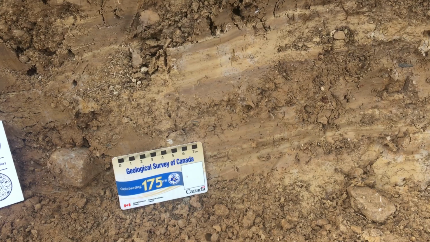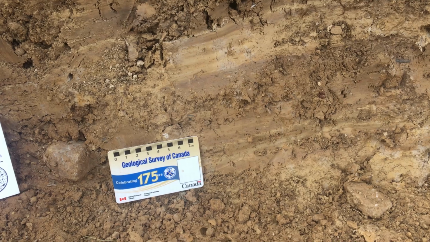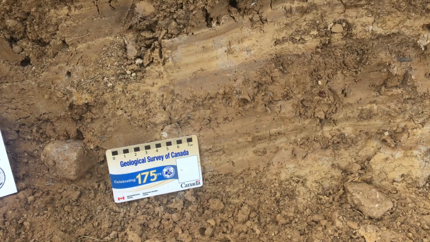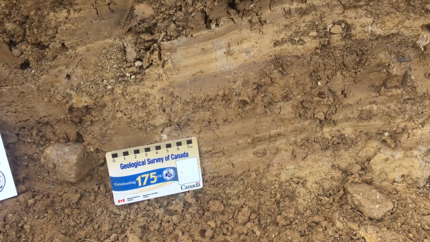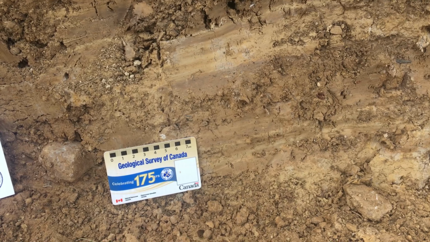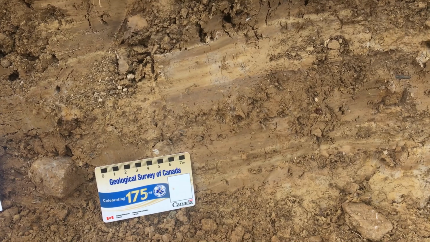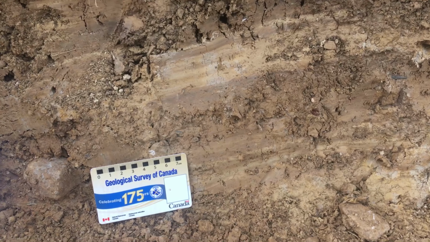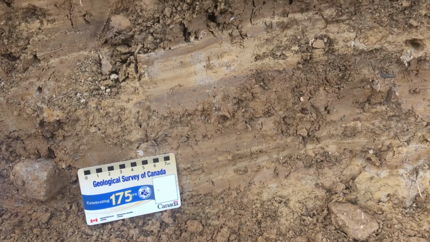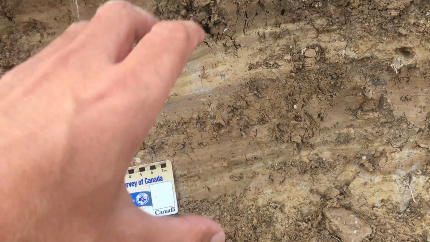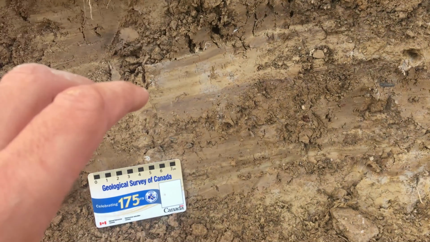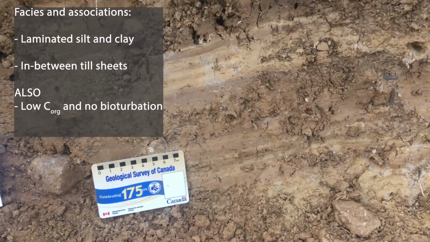The reason this is interpreted as a glacial lake deposit and not just a lacustrine deposit is because of two reasons. The first one is the facies association. When you consider what's below and what's above, you find diamictons of glacial origin. So these lacustrine deposits are sandwiched in between till sheets. So that's the first clue.